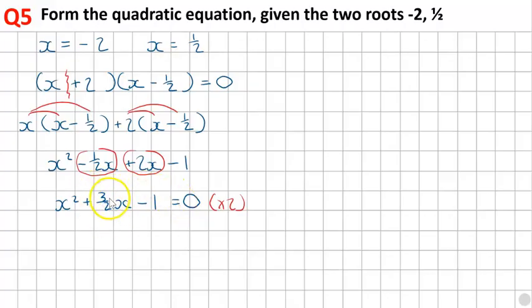Now to get rid of this fraction, we multiply across by the denominator. The denominator is 2, so we multiply every term by 2. So x squared times 2 is 2x squared. 3 over 2 x times 2 gives us 3x, and minus 1 times 2 is minus 2, and that's equal to 0. So now we have a quadratic trinomial: 2x squared plus 3x minus 2 is equal to 0. It's an equation because there's an equals in it, and it's quadratic because the highest power of x is 2.